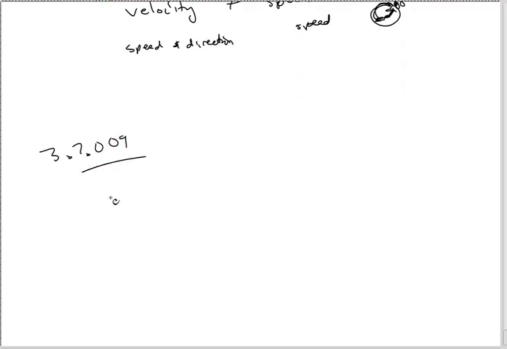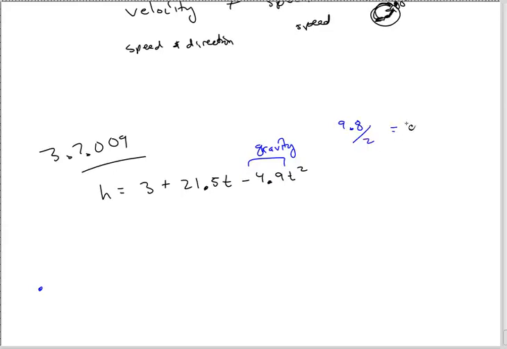37009. I got H, which I think is a height, is 3 plus 21.5 t minus 4.9 t squared. And they want to talk about velocities and maximum minimums and stuff like that. Okay, so this little part is gravity. Normally we think of gravity as negative 9.8 meters per second squared. We'll divide it by 2, and it's going to be the 4.9. And the reason why is because your formula has a 1/2 g t squared.